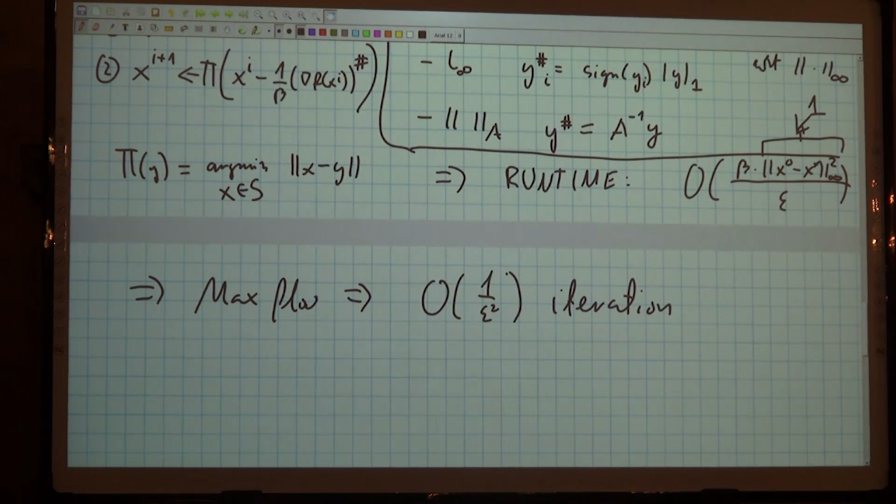Which is huge, because we almost have a nonlinear time algorithm, except there is one piece missing here. Does anyone see what the missing piece is? We now know that we are taking 1 over epsilon squared iterations, which is great, but what is it that we are still missing?